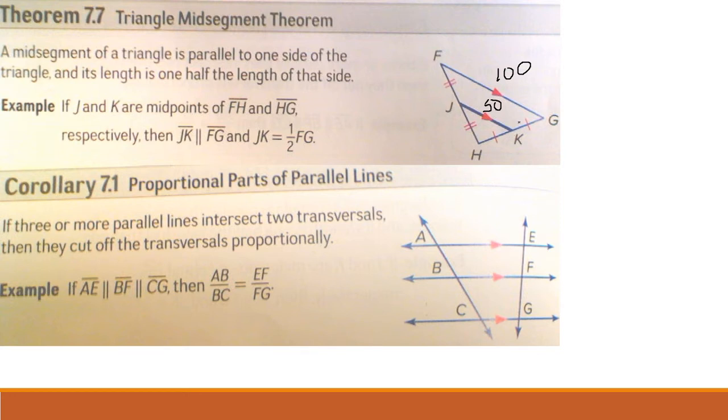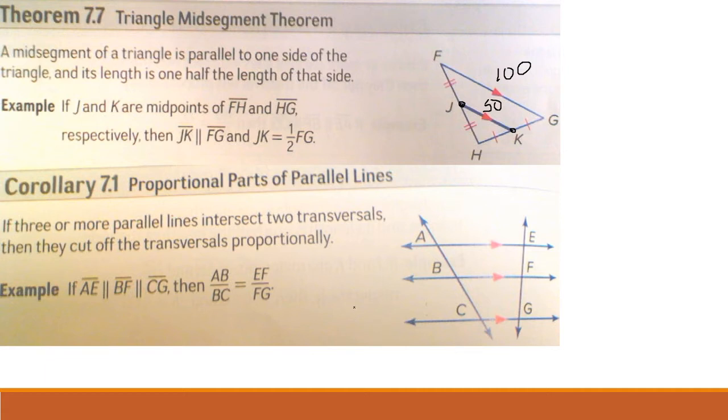It's not the same thing as a midpoint. It's not the same thing as a median. JK is a mid-segment in that it connects the midpoint of one side to the midpoint of the other side and is parallel to the third. Okay? And then once we've established that's a mid-segment, then we can say that the bottom piece is twice as big as the mid-segment, or the mid-segment is half as big as the bottom piece.